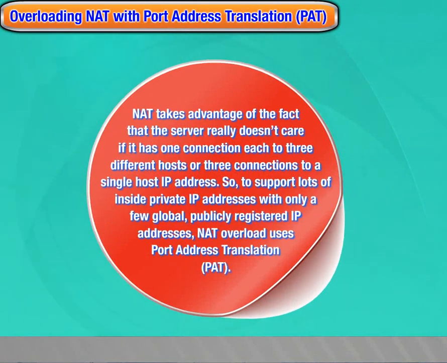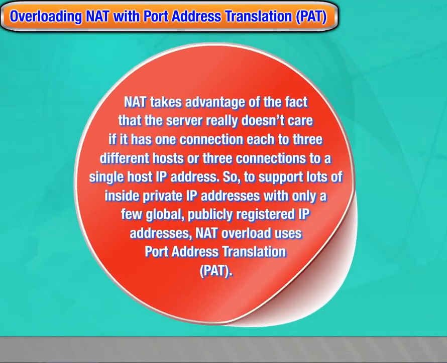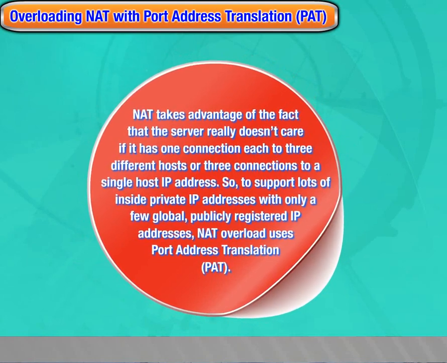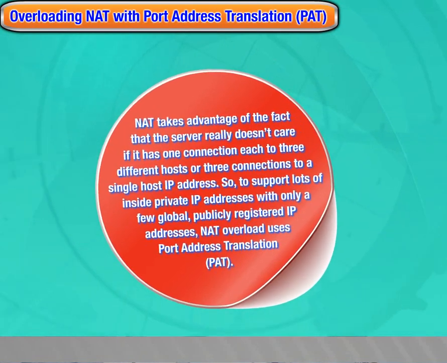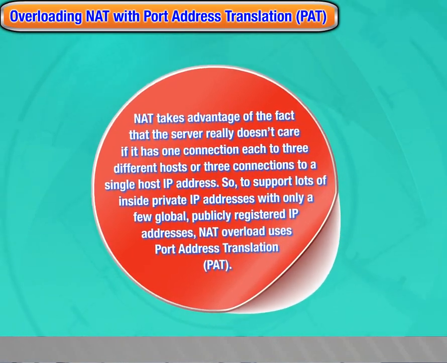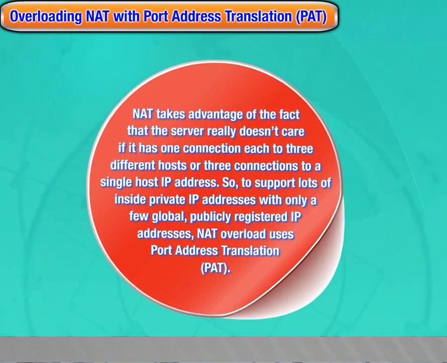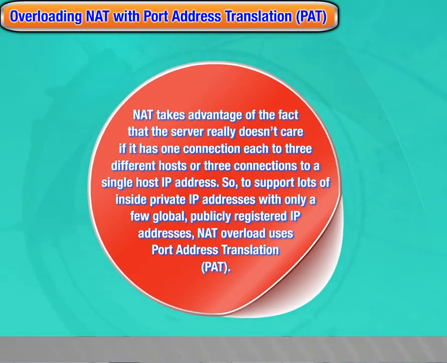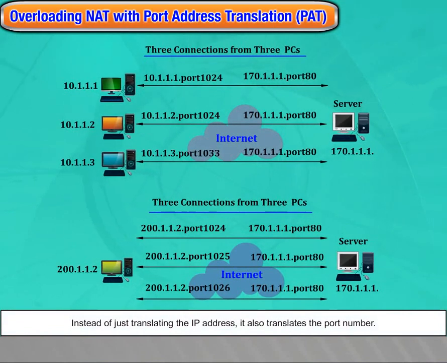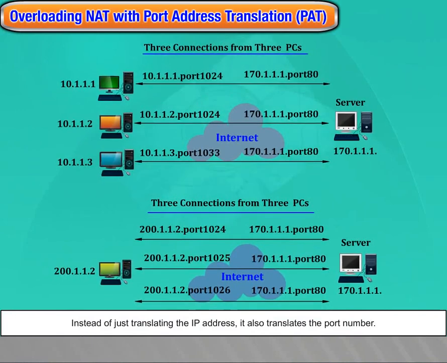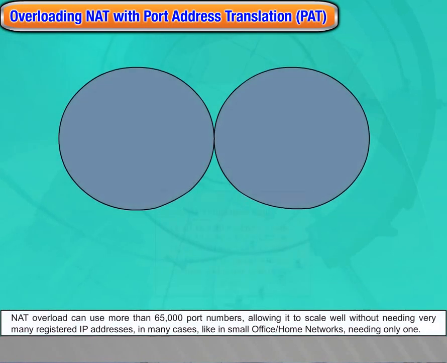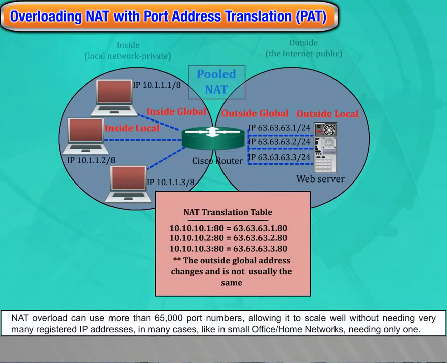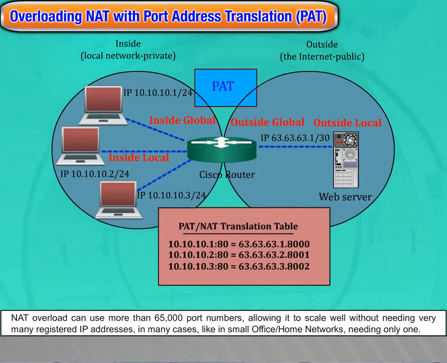NAT takes advantage of the fact that the server really doesn't care if it has one connection each to 3 different hosts or 3 connections to a single host IP address. So, to support lots of inside private IP addresses with only a few global, publicly registered IP addresses, NAT overload uses port address translation (PAT). Instead of just translating the IP address, it also translates the port number. NAT overload can use more than 65,000 port numbers, allowing it to scale well without needing very many registered IP addresses in many cases, like in small office or home networks, needing only one.